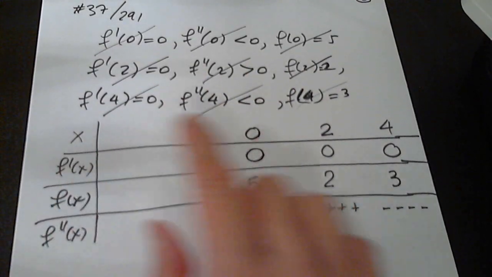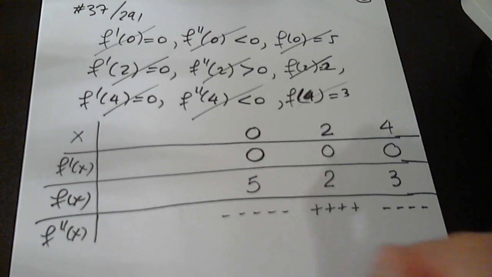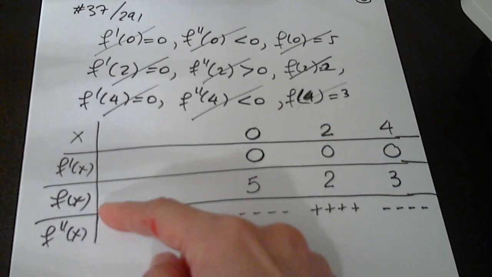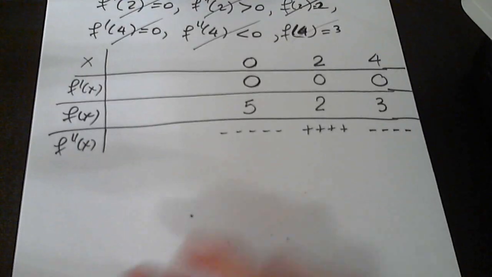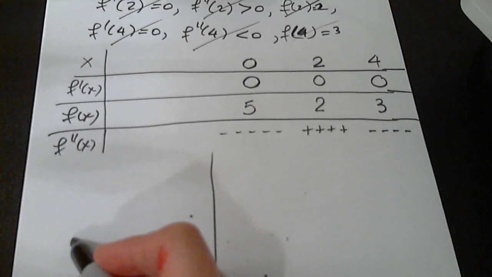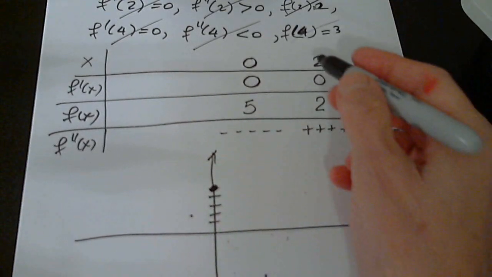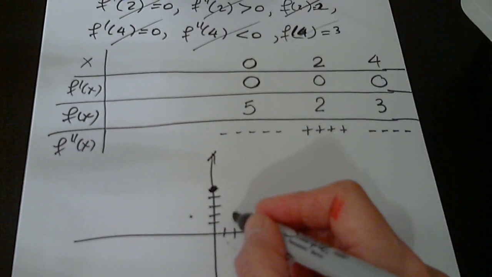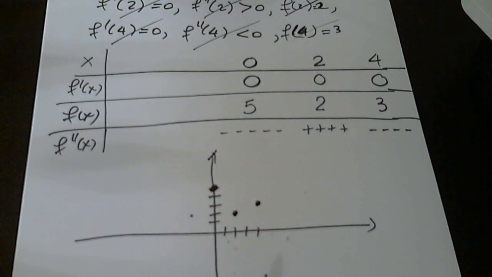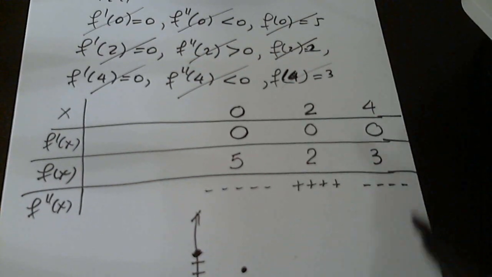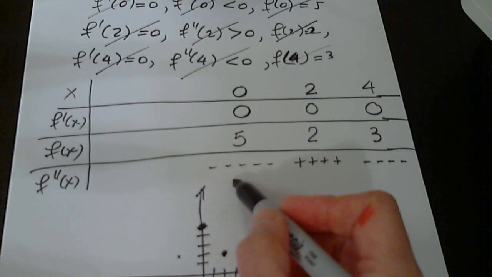Obviously, because the first derivative is 0, these are critical numbers. These are the values of y at those critical numbers. So the point 0, 5, one, 2, 3, 4, 5, the point 2, 2, and the point 4, 3 are very clear. Now, what type of point is 0, 5, knowing this?